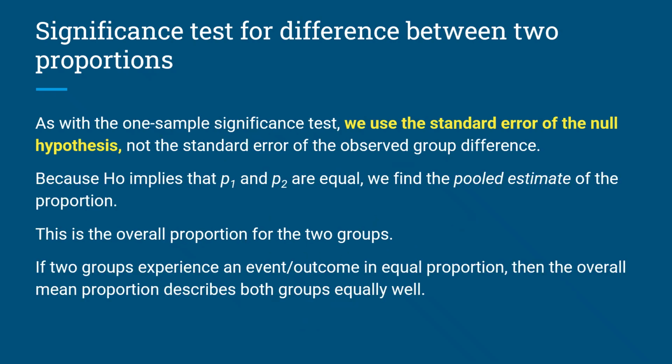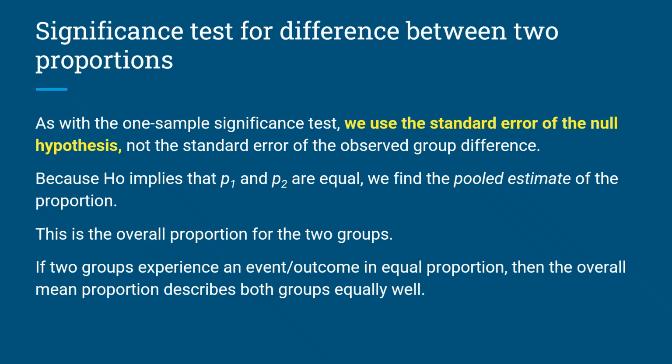Once again, just as we did with the one-sample significance test when we were thinking about proportions the last time we met, we're going to use the standard error of the null hypothesis and not the standard error of the observed group difference. So this is distinct from the information that we just used to calculate the confidence interval for the difference in proportions.